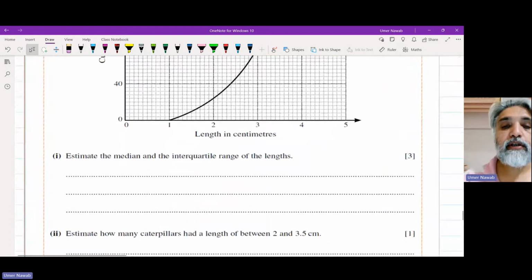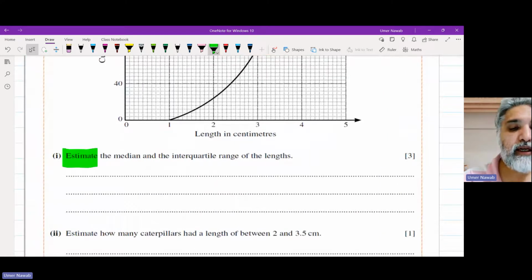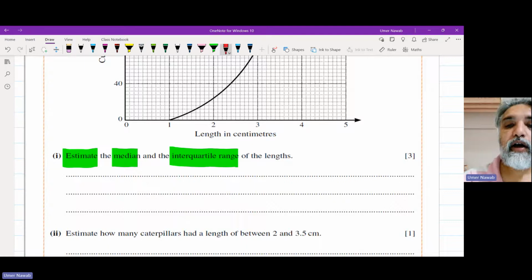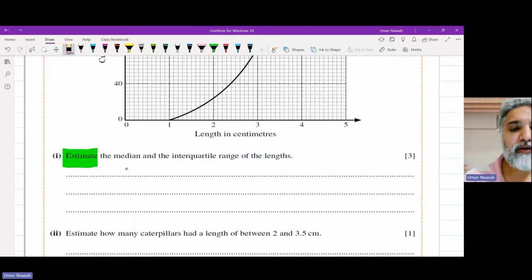So now the first question is estimate. Why did he use the word estimate? Because it's a graph. We cannot find the exact answer for the median and interquartile range. Guys, now try to note this point for the median. I'm not going to use that formula (n+1)/2. No, I will just go to 50% of the total value. So 50% I will use. Interquartile range is the 75% value minus the 25% value. This information I will actually extract from the graph.